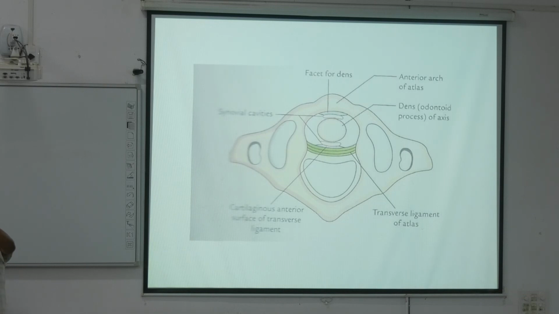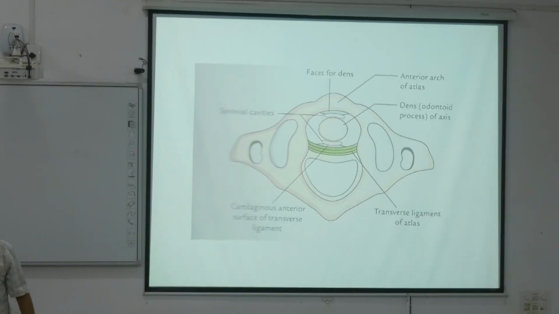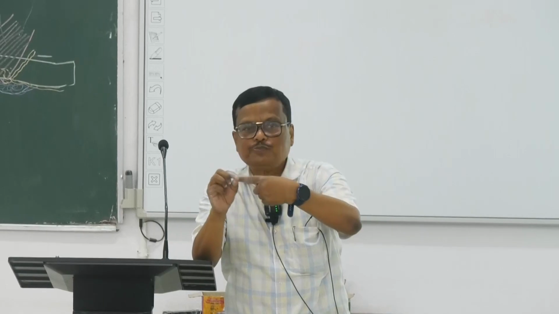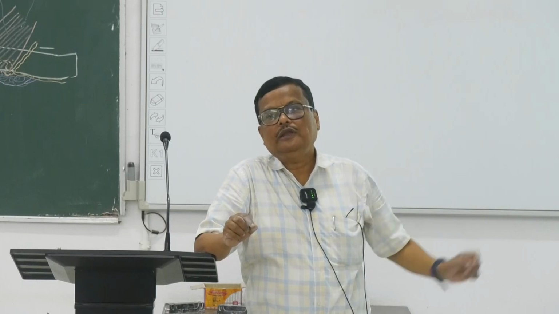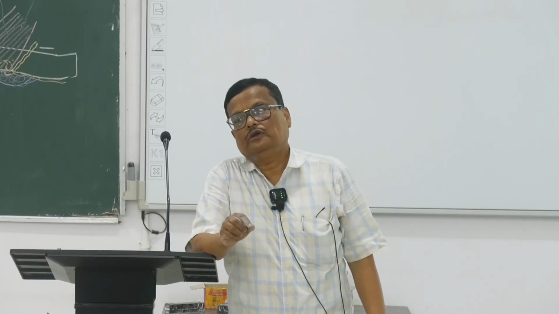Along with this transverse ligament of the atlas, there is another ligament which is vertically disposed. So the total, as it looks like a cross, we call it the cruciform ligament. The cruciform ligament has a horizontal or transverse part and a vertical part, and the transverse part comes in formation of the pivot joint, that is the median atlanto-axial joint.